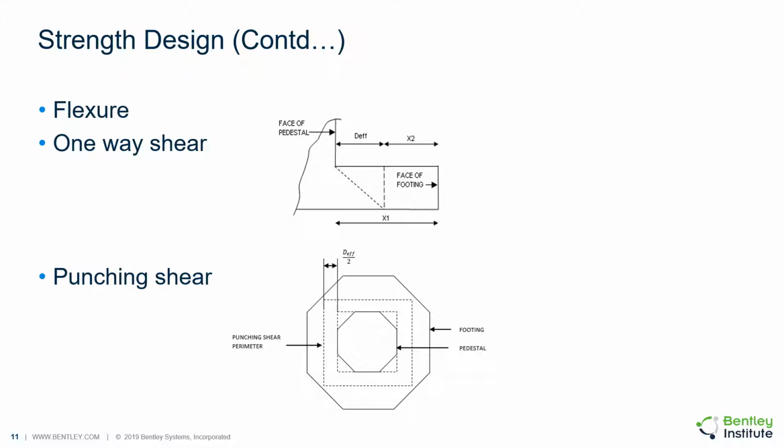If the pedestal is octagonal, an equivalent square pedestal having equal area is calculated. Moment is checked at the face of the equivalent square pedestal. One-way shear is checked at a distance of d from the face of the equivalent square. Both moments and shears are calculated considering a 1 feet wide strip and as if it is supported as a cantilever from the edge of the equivalent square pedestal. Punching shear is checked at a distance d by 2 from the face of the equivalent square pedestal.